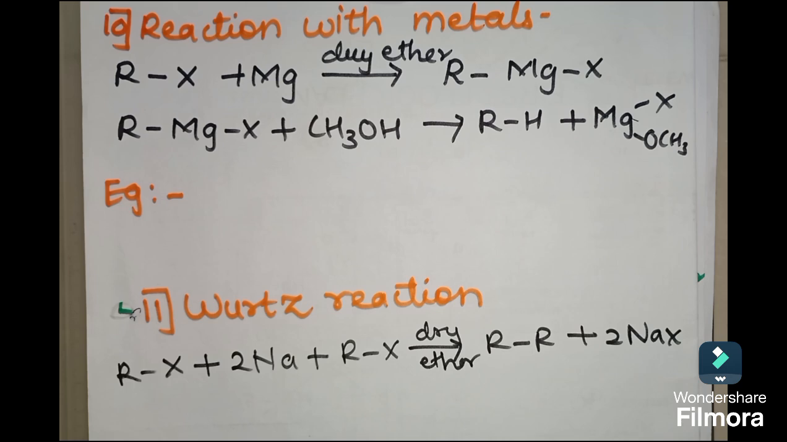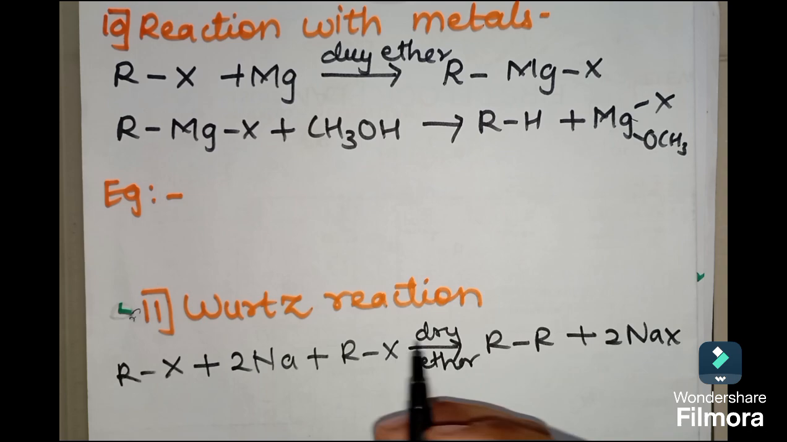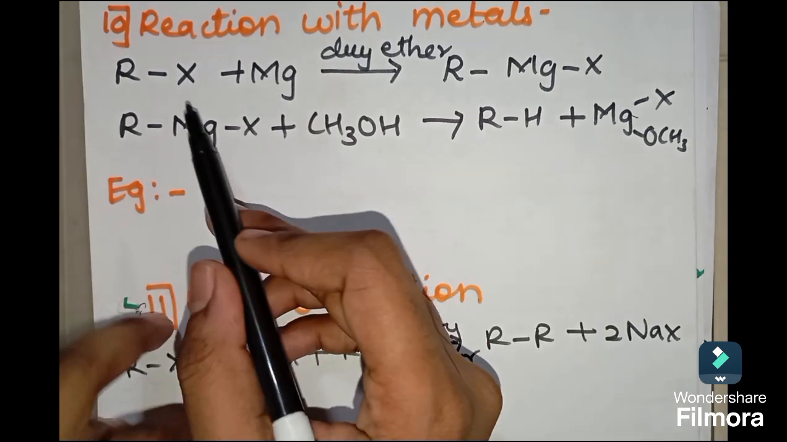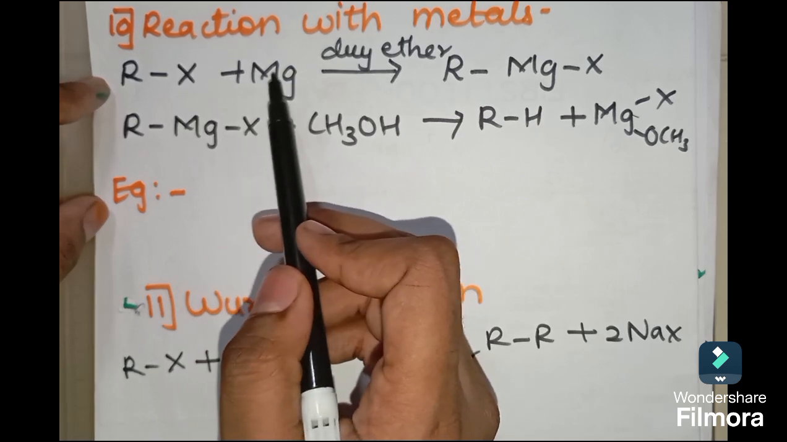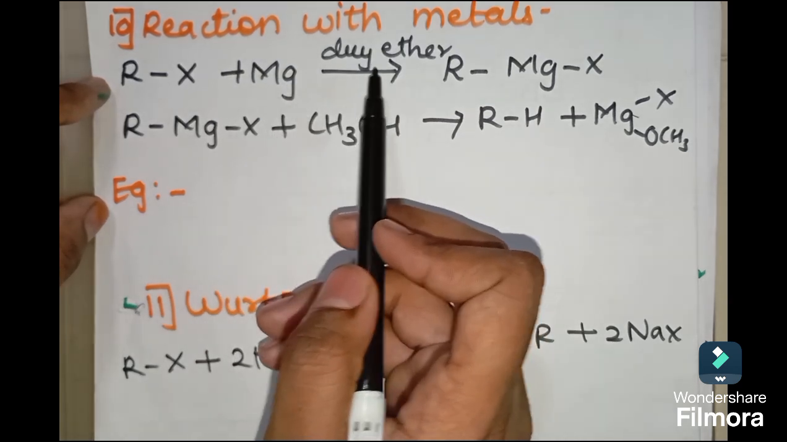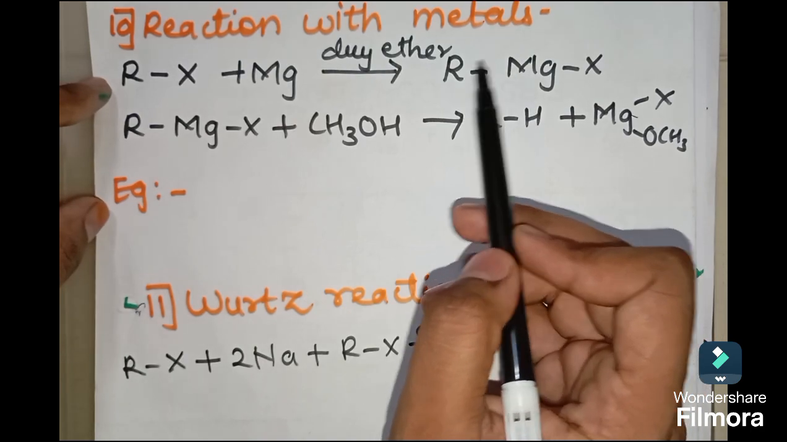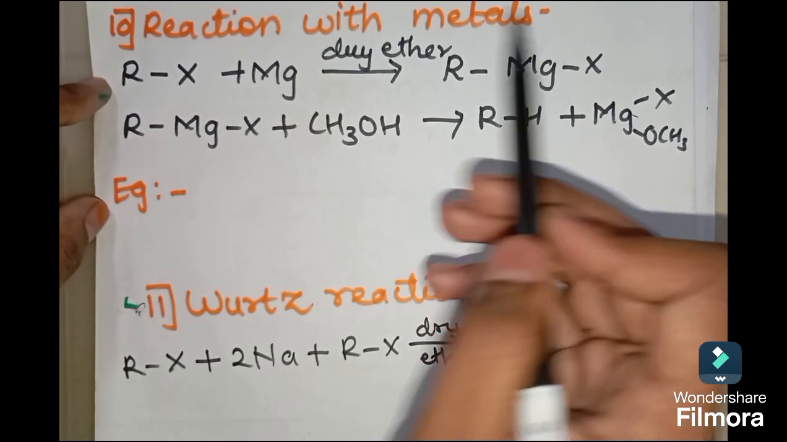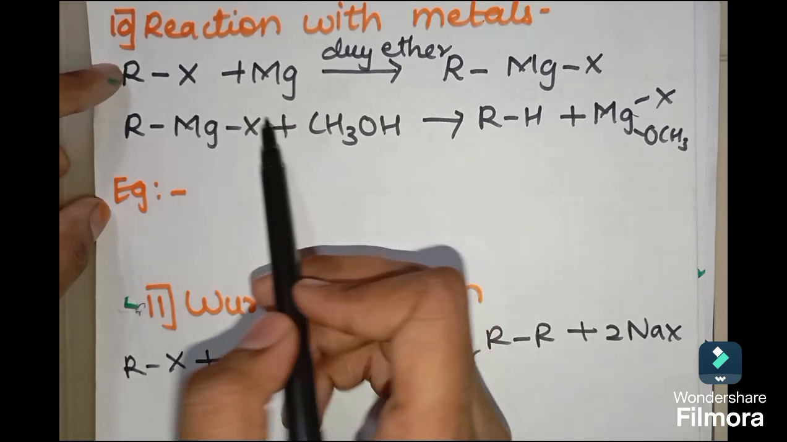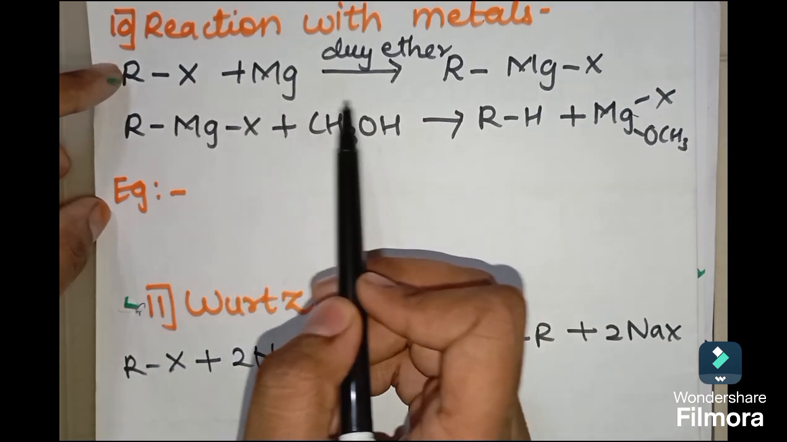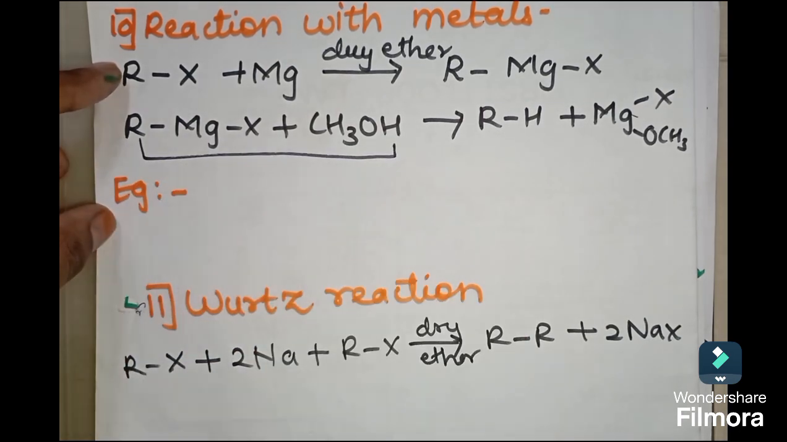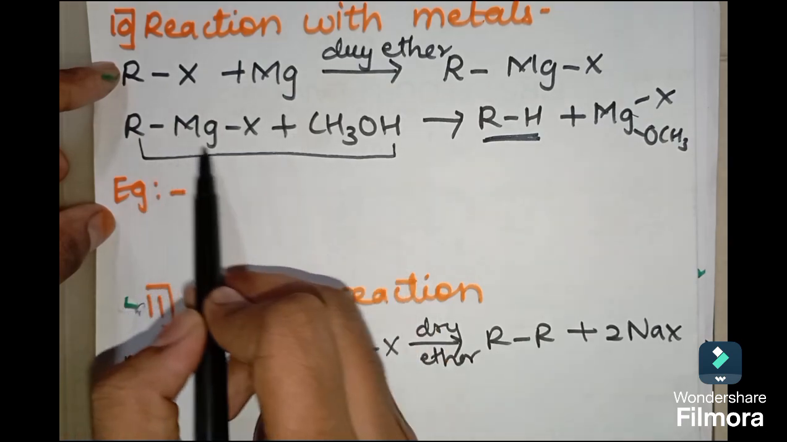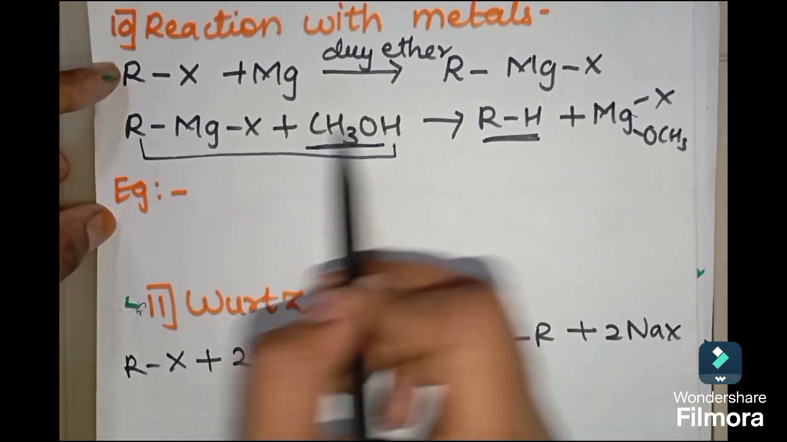Two more reactions of haloalkane that are remaining. First is the reaction with metals, and then there is Wurtz reaction. So now students, what will happen over here? See, we have to take one alkyl halide, haloalkane, and we have to react it with magnesium in presence of dry ether. So there is formation of Grignard reagent. Okay, you know RMgX is Grignard reagent. Now again you have to take this Grignard reagent and you have to react it with methanol. Okay, so what will happen over here? This R will get combined to H, RH, and this MgX will combine to this methoxy group OCH3.